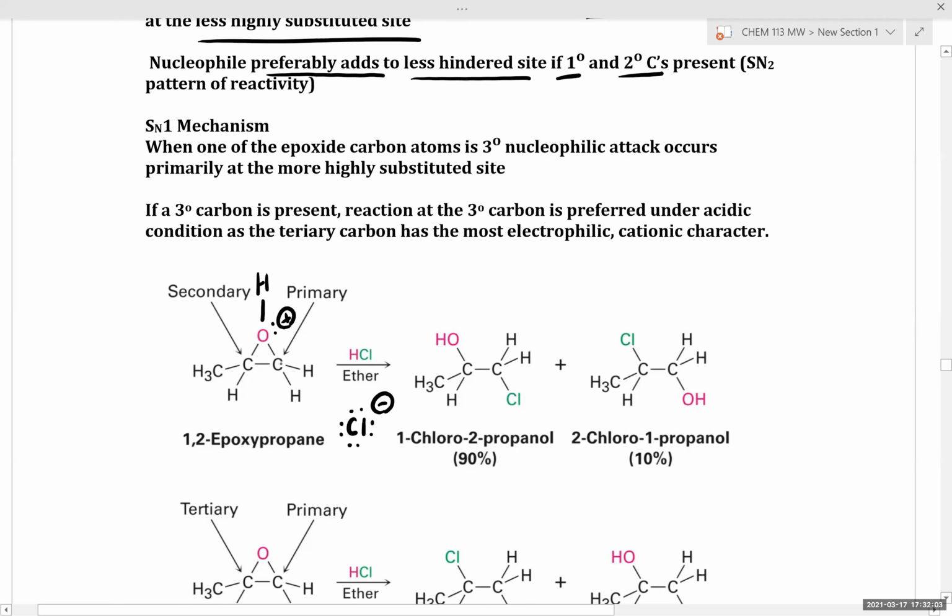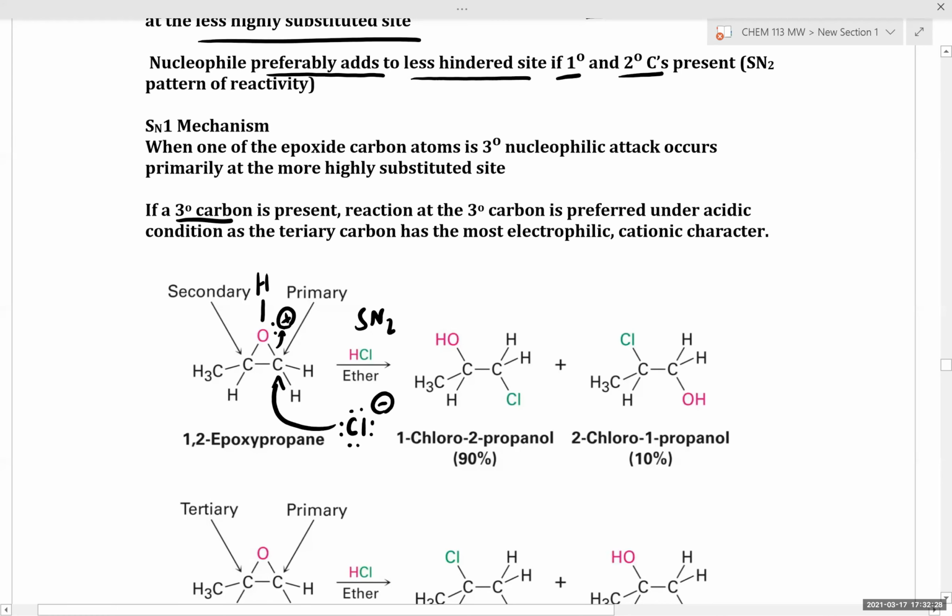So in this case, if we have a secondary and a primary position, which site is less hindered? Primary or secondary? What's the least hindered site for an SN2 attack? The primary site, exactly. So we attack and we open up the epoxide in an SN2 manner.